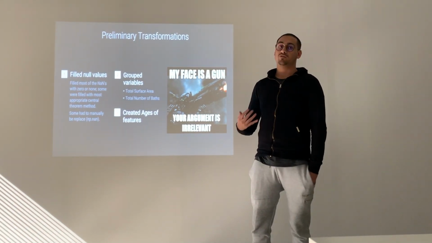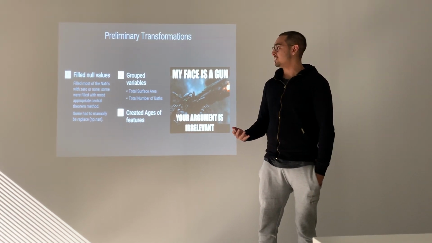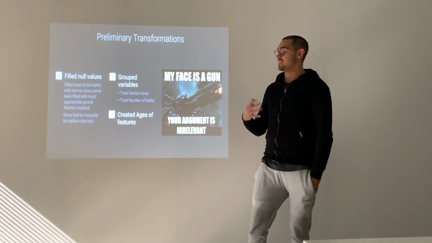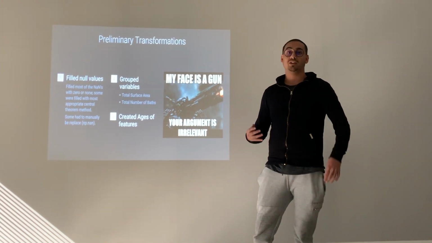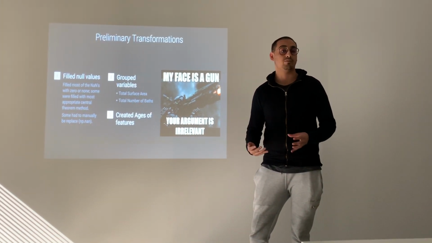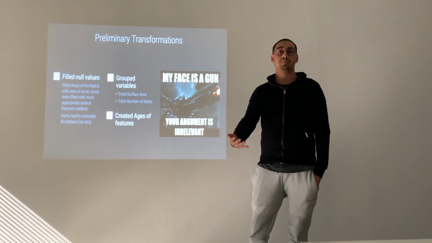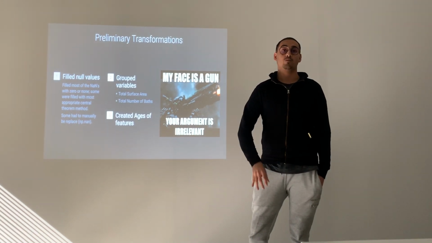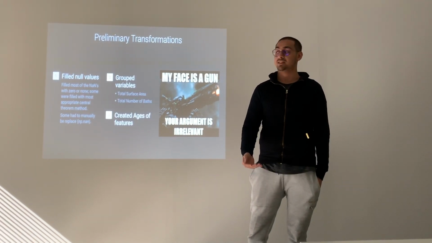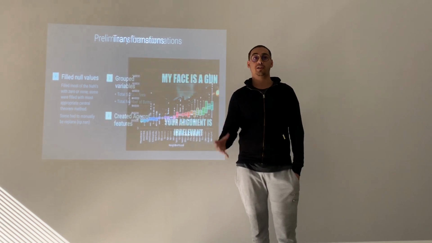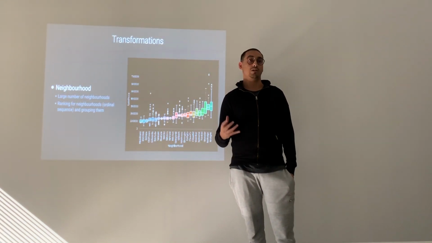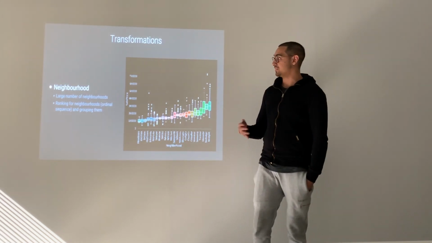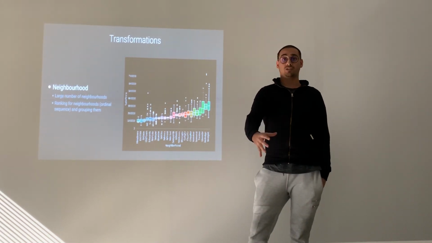As a preliminary transformation, we first filled our null values. Most of them we filled with a 0 or none. Some of them we filled with whatever central tendency measure was applicable, like mode, median, or mean, depending on the data. And in some extreme cases, we had to manually input the missing data. Next, we grouped variables that were very closely related, like we created a total surface area, and then we looked at transformations.